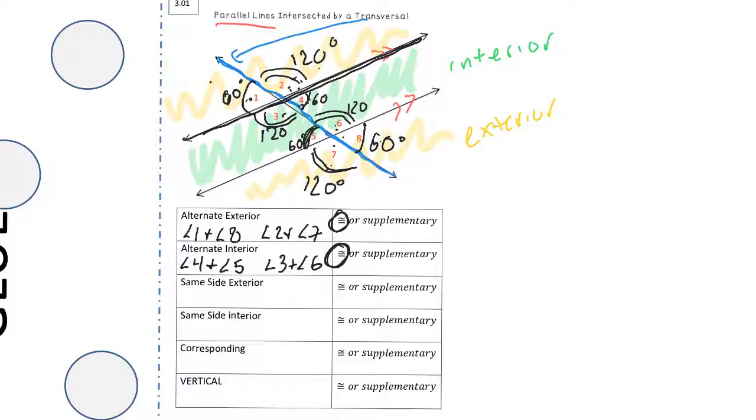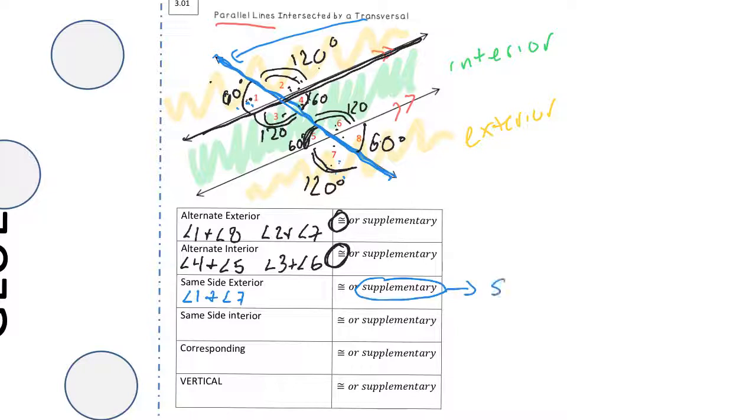I'm going to change colors just because it's getting kind of crazy. Now we're going to talk about same side exterior. So again, we're on the exterior, so I'm going to talk about angle 1 to start. The same side exterior, well, the other angle on the exterior on the same side of that transversal is angle 7. And 60 and 120 for angle 1 and 7, they're not equal anymore. They're supplementary. These would add up to 180.